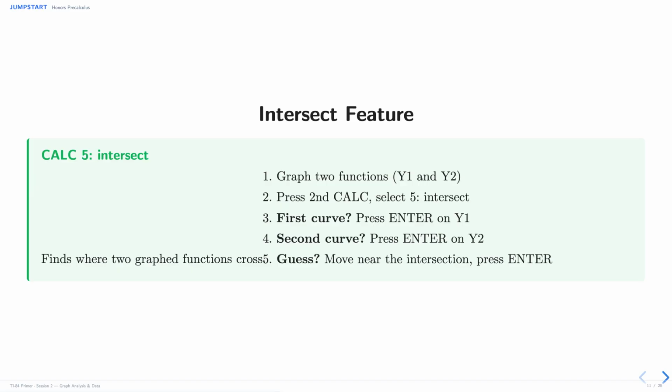The intersect feature allows you to find where two graphed functions cross each other. To use this feature, graph both functions in y1 and y2. Access the CALC menu, select the intersect option, and then press enter on the first curve and again on the second curve. Finally, make a guess near the intersection point and press enter.